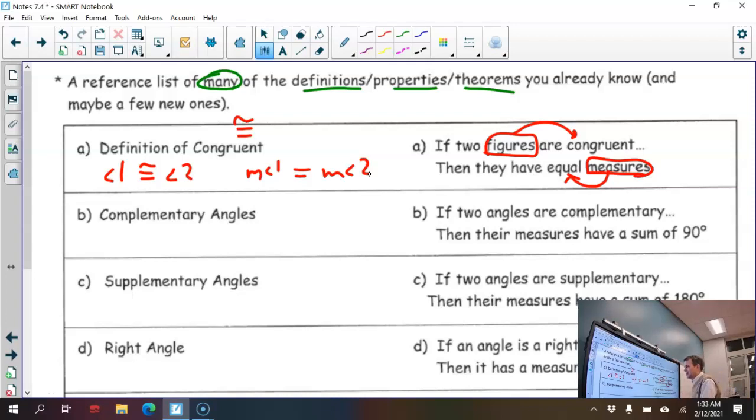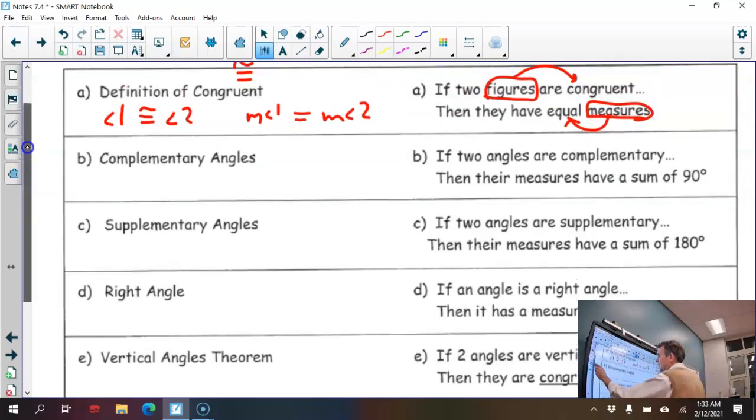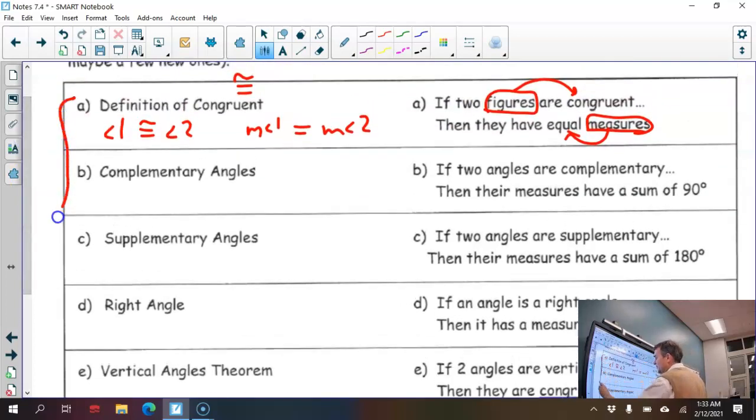Complementary angles, we know what those are. If two angles are complementary, then their measures have a sum of 90. Supplementary angles, we know what those are. A right angle, we certainly know what those are. So those are all definitions, right? These first ones, maybe I should have made a note of that, are all just definitions. And when we use them in a proof, we will say because of the definition of something.